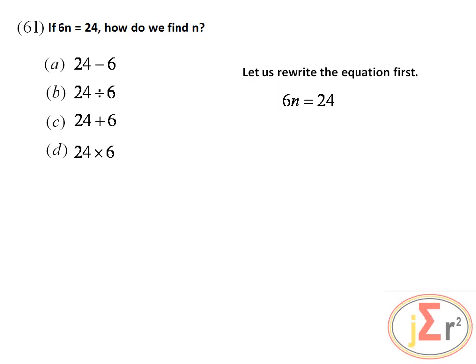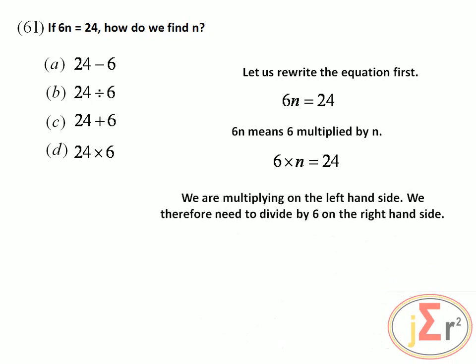Good. Make sure that you understand that 6n means 6 multiplied by n. And if we are multiplying on the left-hand side, what do we do on the right-hand side? Yes, we divide on the right-hand side. So we have 6n means 6 multiplied by n. Therefore, if we are multiplying on the left-hand side, what is the opposite of multiplication? Yes, the opposite of multiplication is division, so we are going to divide on the other side.